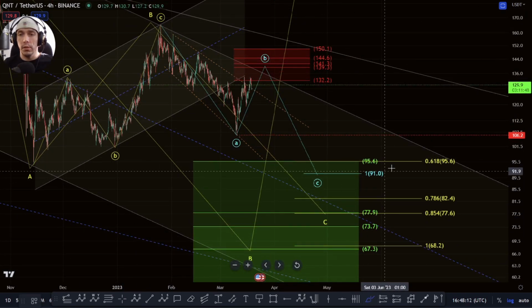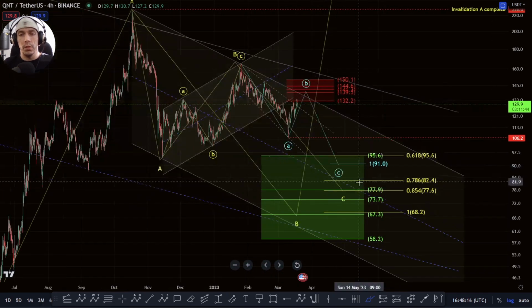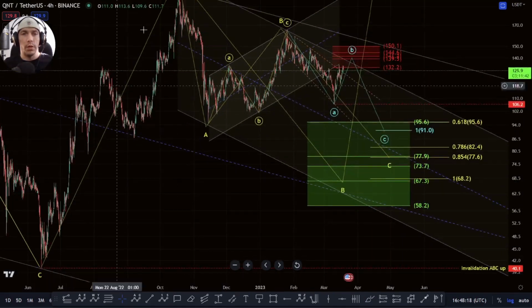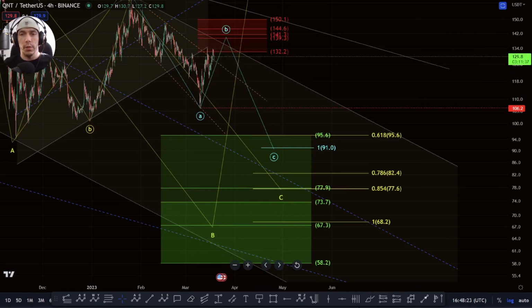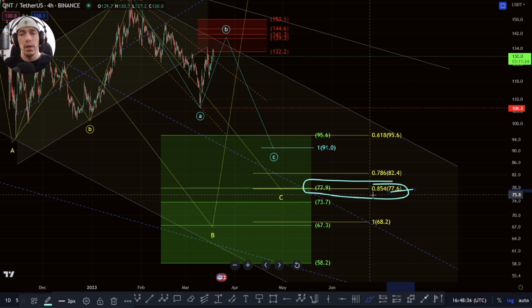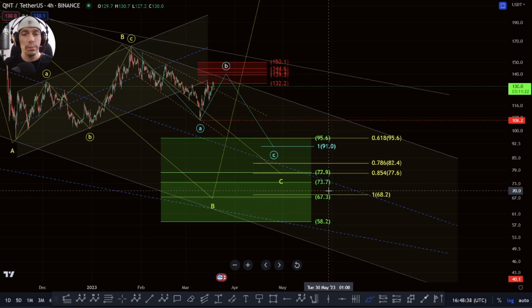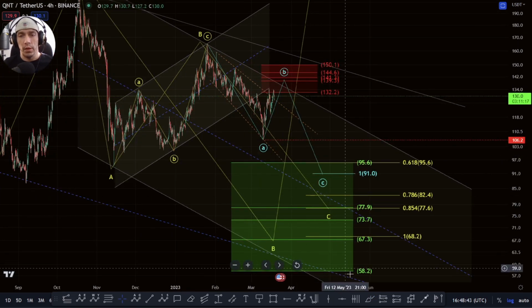So some interesting zones that are showing some confluence here is this green box area. So this green box area is basically a fib retracement zone of this entire move to the upside. And we do have some confluence between the 0.618 here, which would be this yellow 95.6 and the 50% of this box area, as well as the zone lower down here between the 618 and this 0.854 area, the 77.6 zone. So this could be an interesting area if we do actually look to break down here deeper.